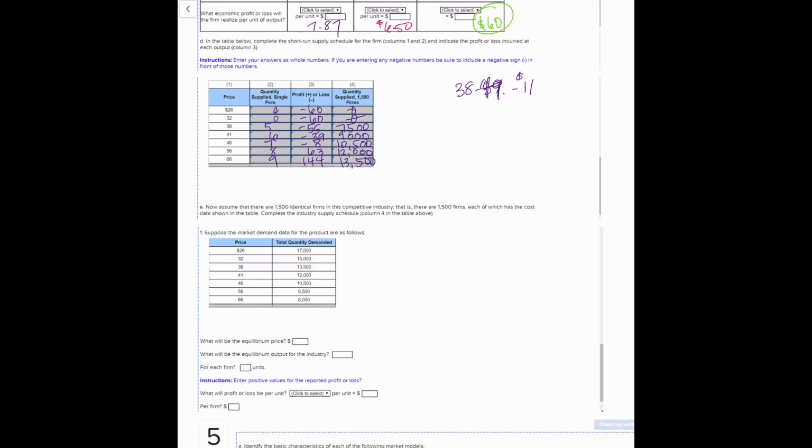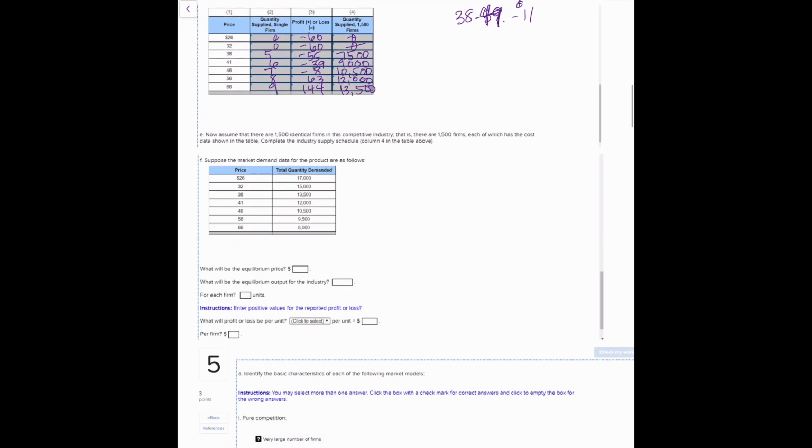And the last part, E, says now assume that there are 1,500 identical firms in this industry. That is, there are 1,500 firms, each of which has the cost data shown in the table. Complete the industry supply schedule in the table above. So this is asking you to see the supply schedule. And here's the demand information. And so what we're going to do is create that schedule.